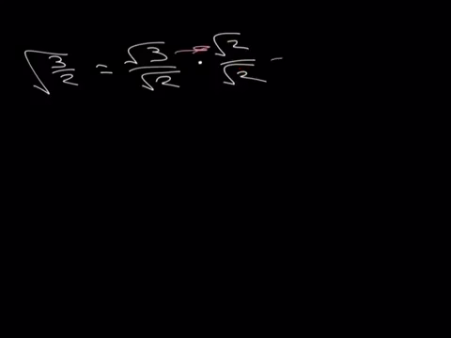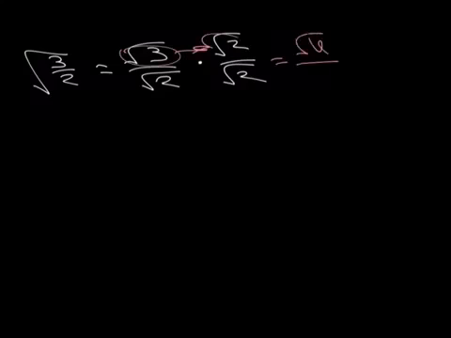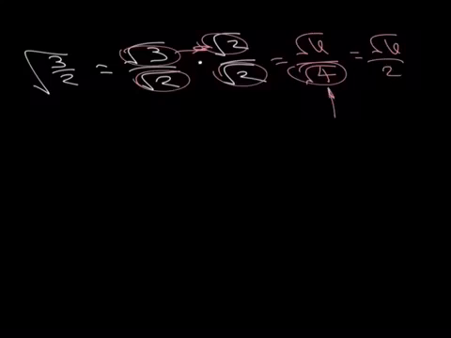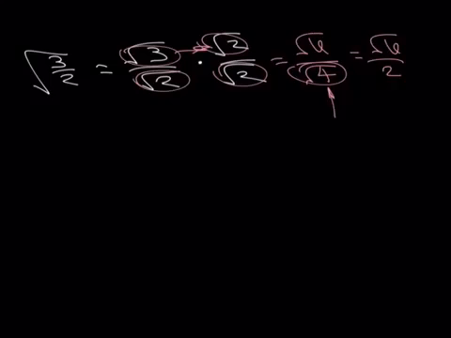Square root of 3 times the square root of 2 is the square root of 6. Because they're both radicals, you can multiply them. Square root of 2, square root of 2. And you'll always be able to take the square root of that denominator. In this case, it's 2. And that would be your answer.